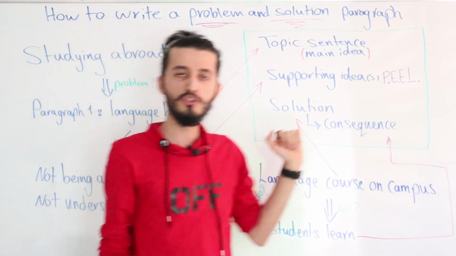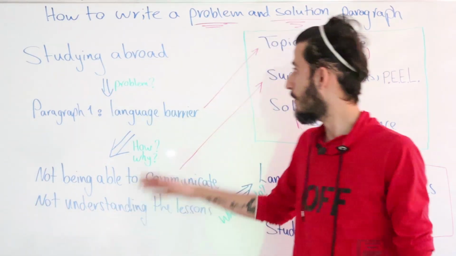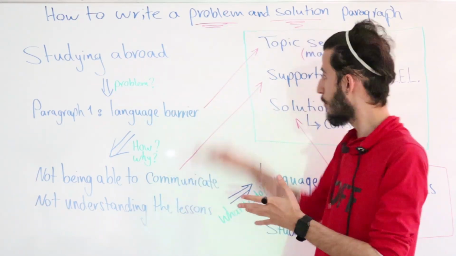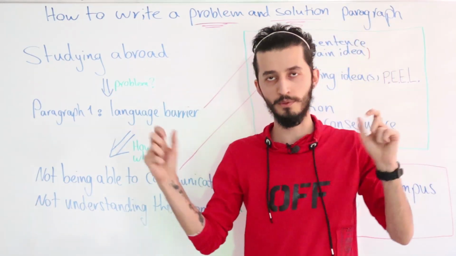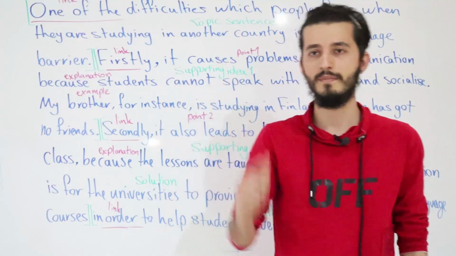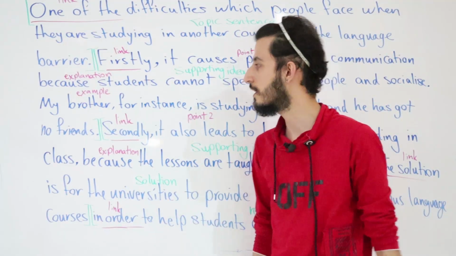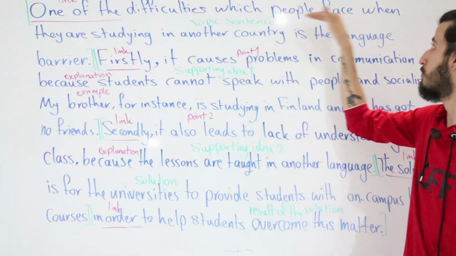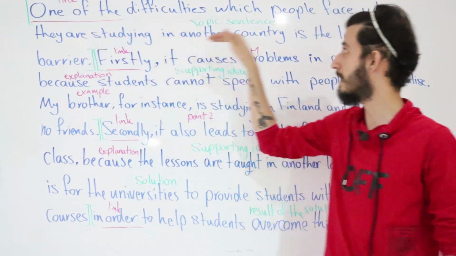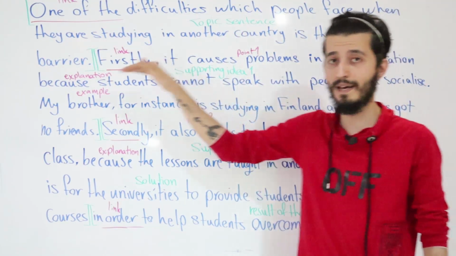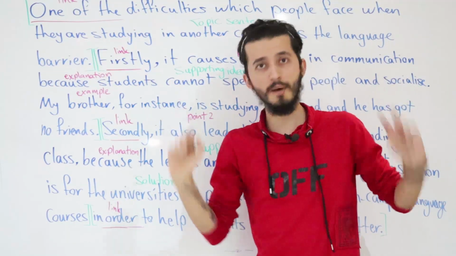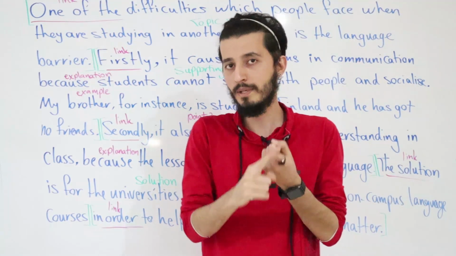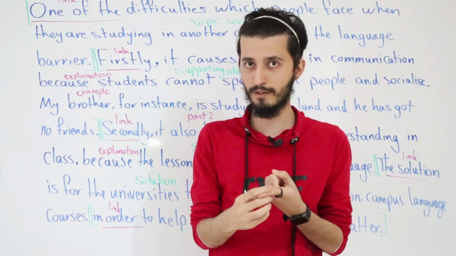I'm going to show you this with an example, but I don't have enough space here, so I'm going to clean the board and be back with the sample to show you all of these put into sentences. Okay, here's an example. Let's take a look to see how we can put that into practice. One of the difficulties which people face when they are studying in another country is the language barrier. This is my topic sentence, to show that I want to talk about the problem that people face, and that problem is the language barrier.